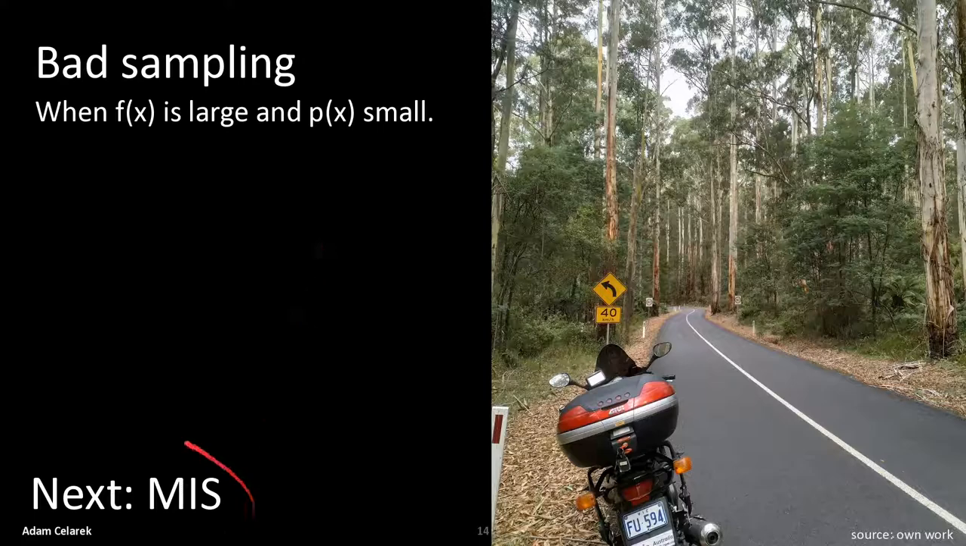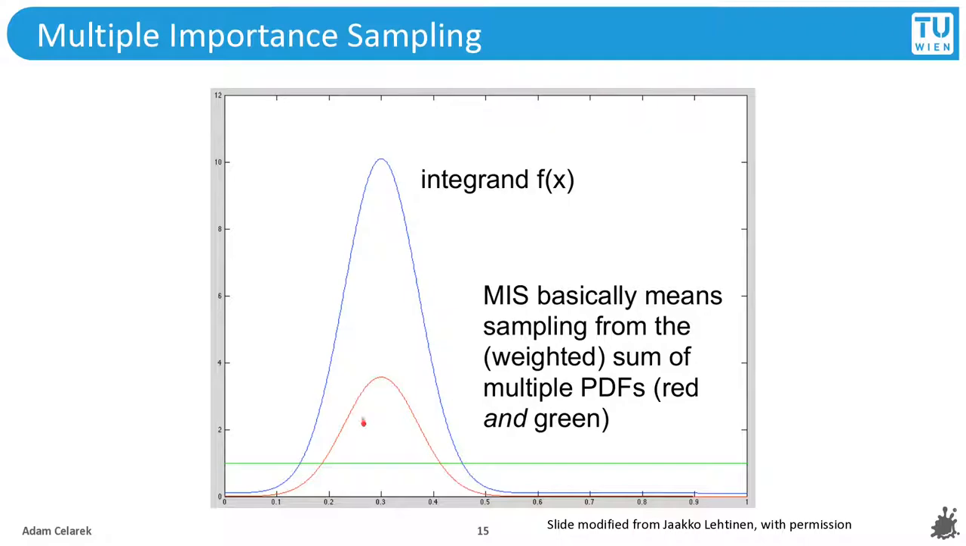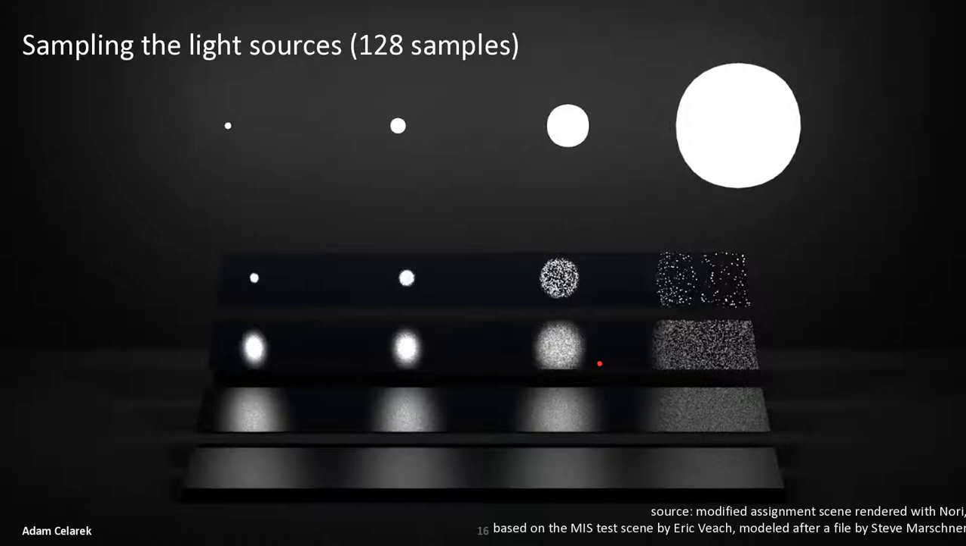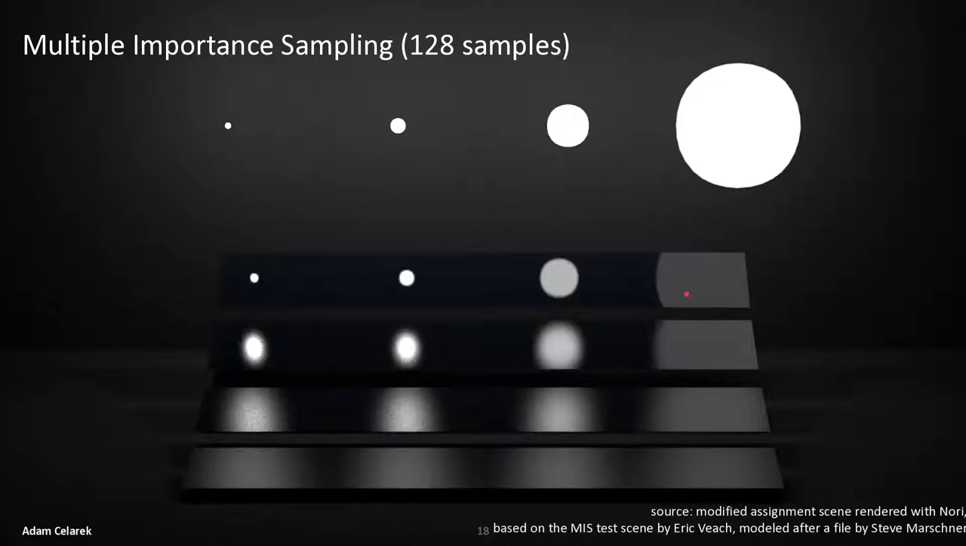Next, we will go to MIS. So this is the strategy or the method to reduce this type of problem. And it's reduced when we can combine several sampling strategies. In here, we have a uniform sampling strategy and the importance sampling strategy from before. For 3D renderings, we also have several sampling strategies. In here, we sample the light, but it's also possible to sample the material. And sampling the material produces a little error for this case, because when we have a glossy material, it's better to sample the material, while on a rough surface, it's better to sample the light. And this is the result when we combine both strategies. We will see now how to combine them.